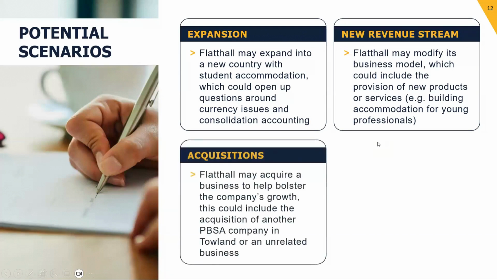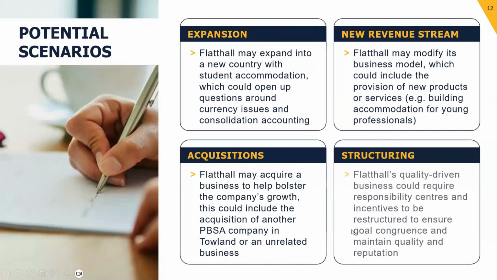Now, they could acquire another company, and I've already said they could acquire a competitor in Thailand. They could acquire a competitor overseas. They could acquire a completely unrelated business. So if we just carried on thinking about transport, they could acquire a transport company. So we have to, when we read the pre-seen, be alert and thinking about what Flathall might decide to do in the future. Okay, then.